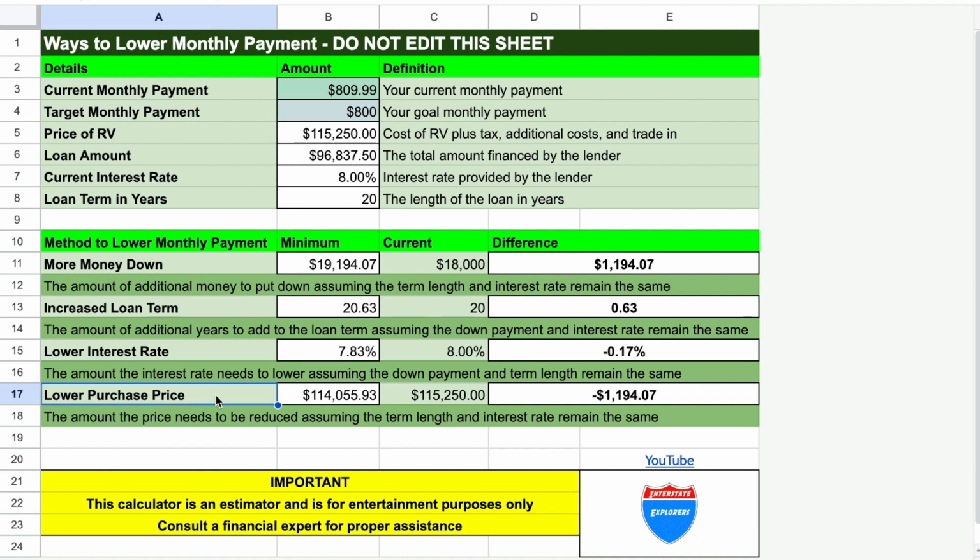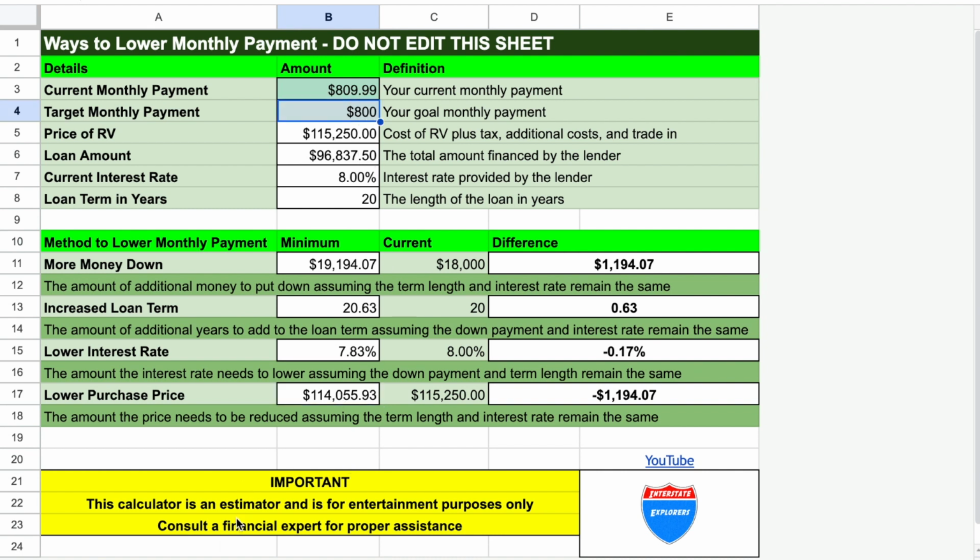And the final thing that you could do is ask to have a lowered purchase price. If we can get that shaved off by $1,194.07, and if we can get the purchase price to this amount, $114,55.93, then that would get us to $800 as well.